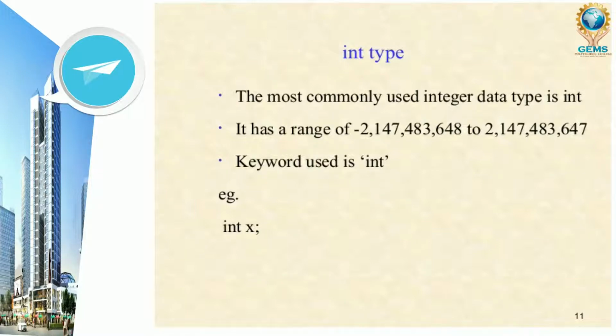Here is the range of integer: -2,147,483,648 to 2,147,483,647. This is the range of the int data type.